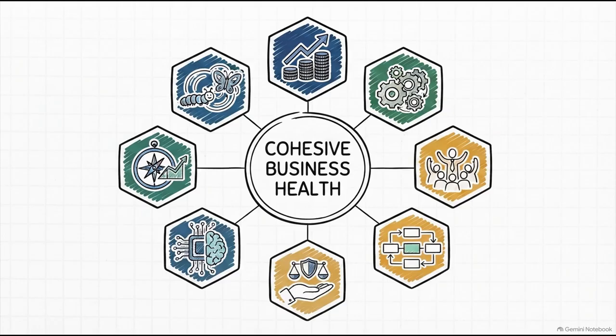Pillar 7 is market repositioning, your reflexes to changing environments. And Pillar 8 is transformation and turnaround, which is your company's literal healing capacity. If you aren't checking all 8 of these vital signs, you are flying completely blind.